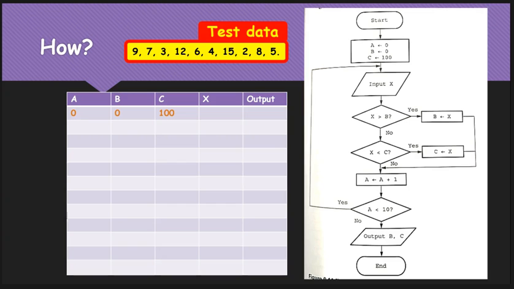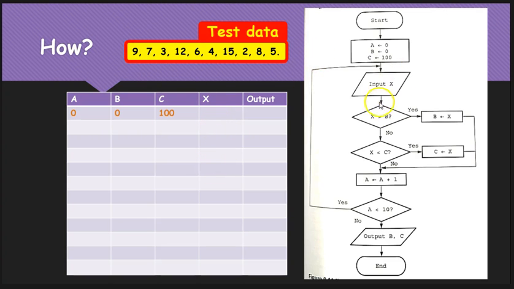Okay, so let's have a look at a trace table. Here we've got a flowchart on the right with a loop. We've got test data that we're going to input into the value of x. This is where the test data will be inputted. So we've got 9, 7, 3, etc.